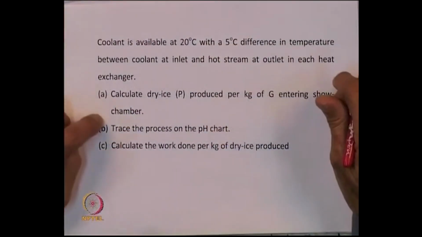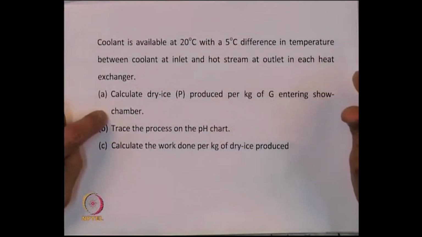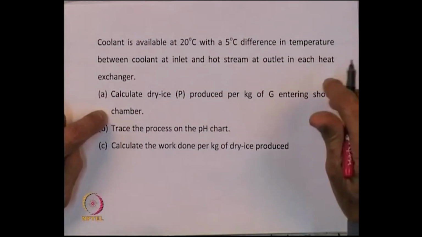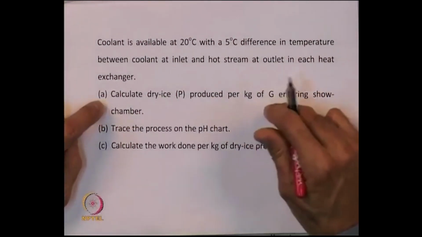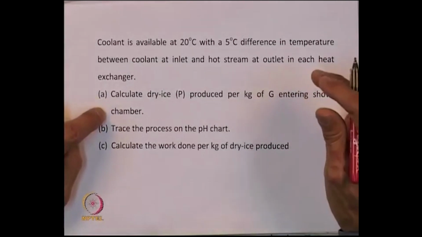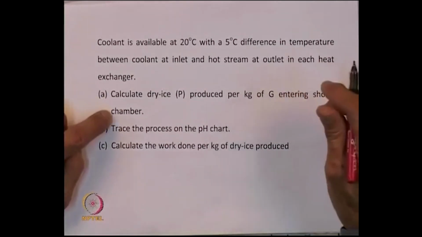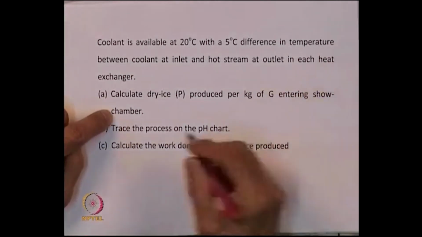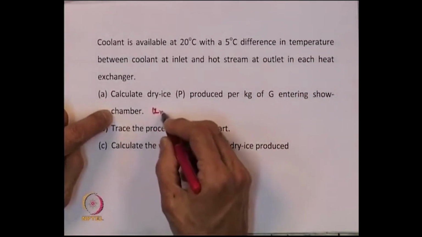Now, what are the calculations that are required? You have to calculate the dry ice produced per kg of the liquid carbon dioxide entering the snow chamber through the throttling valve.